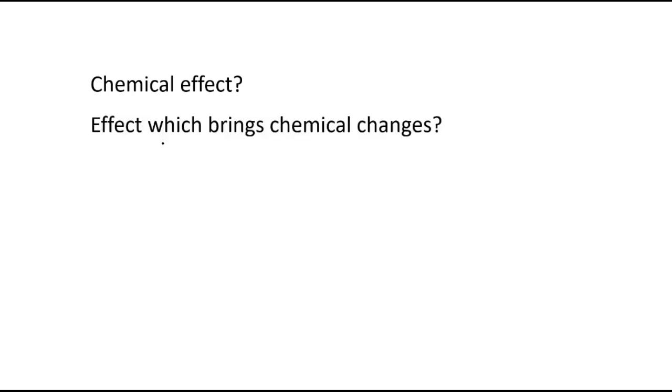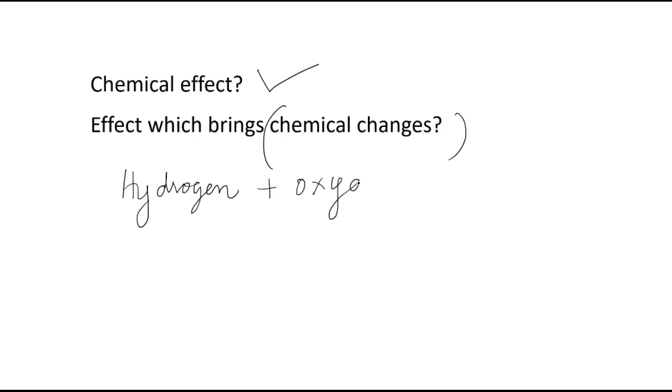And what do we mean by chemical effect? Any effect which brings a chemical change is called a chemical effect. What do you mean by chemical change then? For example, let us take hydrogen and oxygen. A simple equation I am writing. A combination of hydrogen and oxygen will give rise to water. We all know that. It's a simple equation.